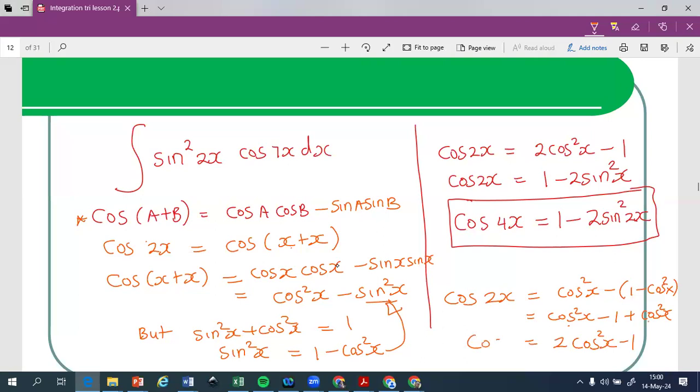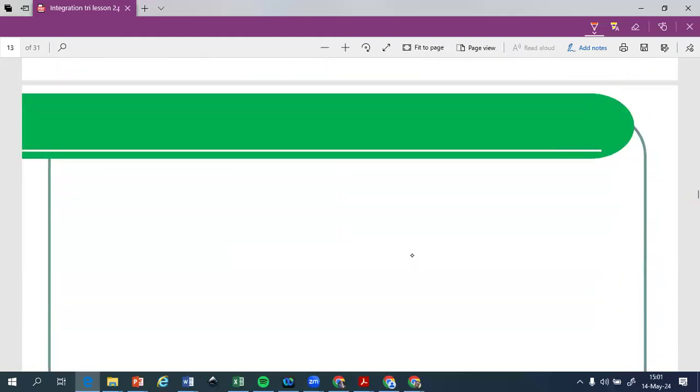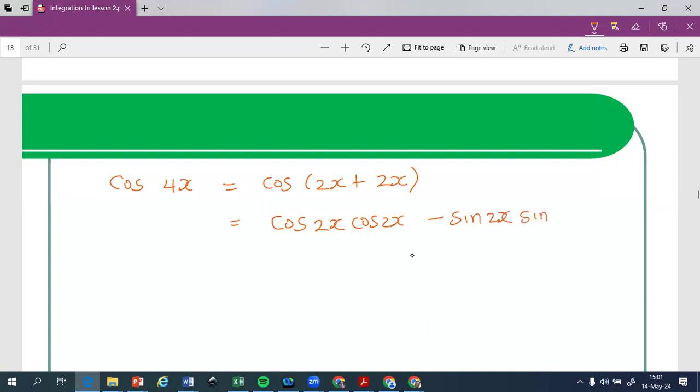Now that is the first one. That's where it comes from. However, since we have 4x, we are going to go back. When I have cos of 4x, this is the same as having cos of 2x plus 2x. So we shall have cos 2x cos 2x minus sine 2x sine 2x. This one will become cos squared 2x minus sine squared 2x.